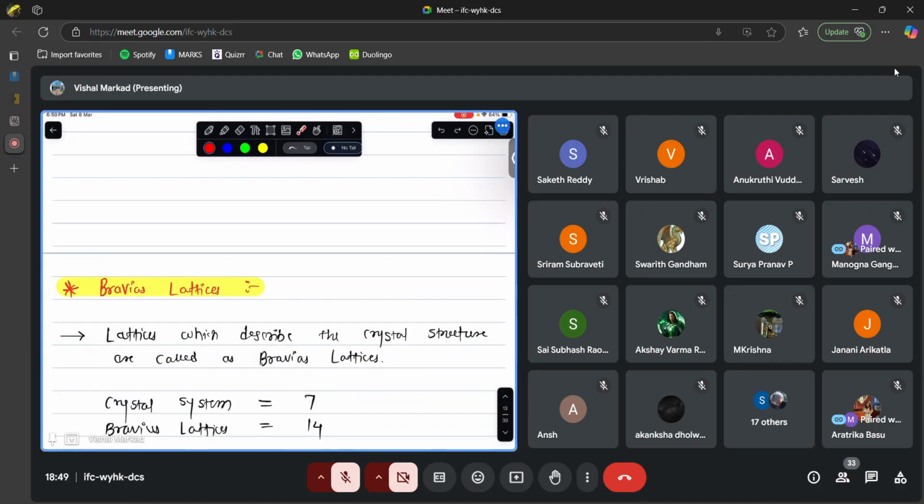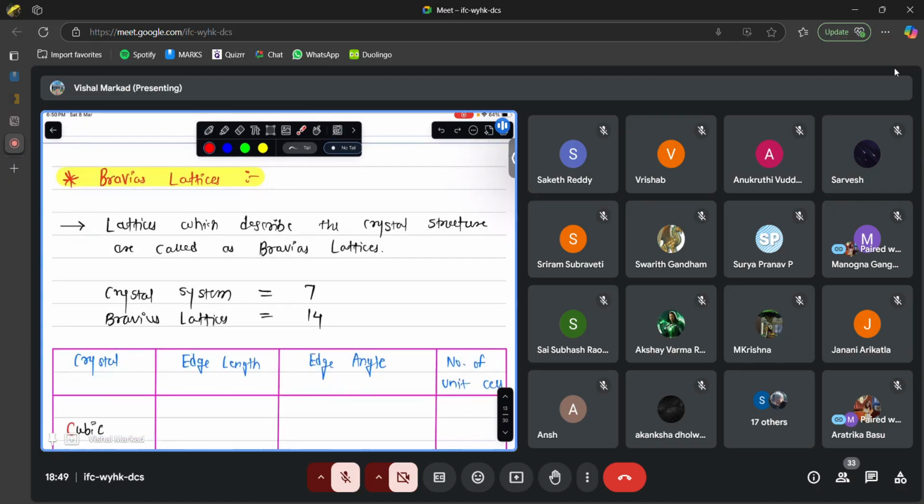Okay. Then comes the Bravais lattices. What are the Bravais lattices? Lattices which describe the crystal structure. As I told you, some will be cubic, some will be rectangular, octahedral shapes, like that. Different shapes will be there. So lattices which describe the crystal structure are called Bravais lattices.